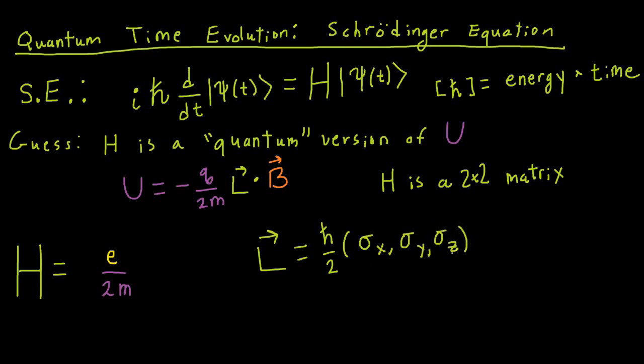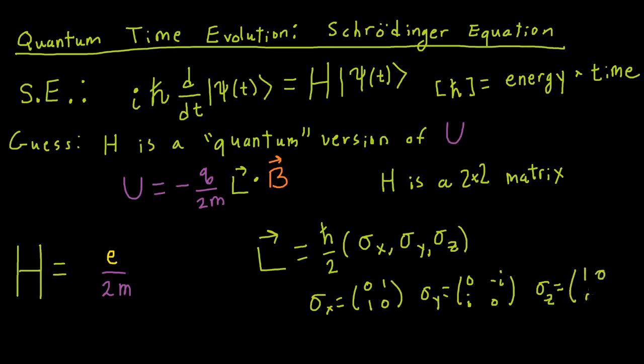And if you've seen my video on the Bloch sphere, this should be pretty reasonable to you. But what are these matrices? Well, these are the three Pauli matrices, and I'll just write them out again just to remind you. So sigma sub x has entries 0, 1, 1, 0. Sigma sub y has entries 0, negative i, i, 0. And sigma sub z has entries 1, 0, 0, negative 1.